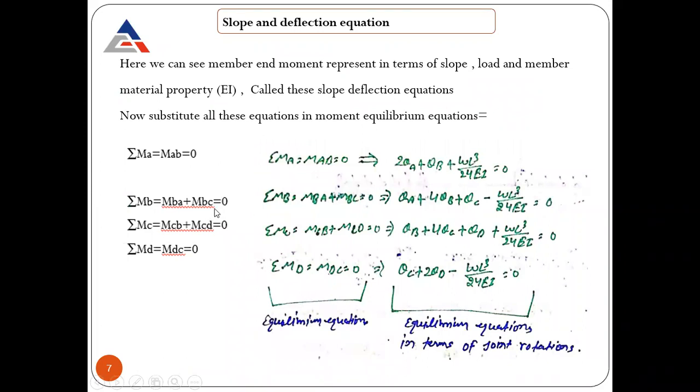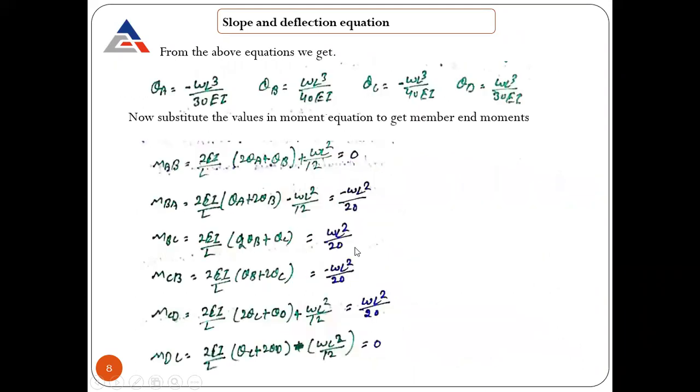Yes sir, MBA should be equal to MBC in magnitude. In that case only, the sum comes out to be 0. Otherwise it will not come out. It means the sign convention should be different. In that case, this equilibrium equation will be valid. Otherwise it will not come out to be 0, and it will not be valid. So make sure that is also one check. You can observe from this also, MBA comes out to be negative WL square by 20, and MBC is WL square by 20.